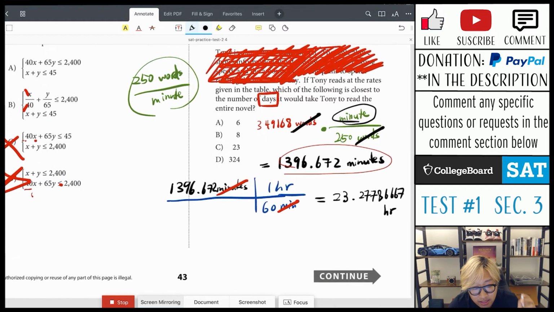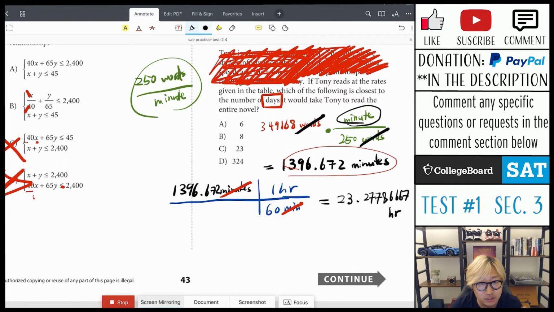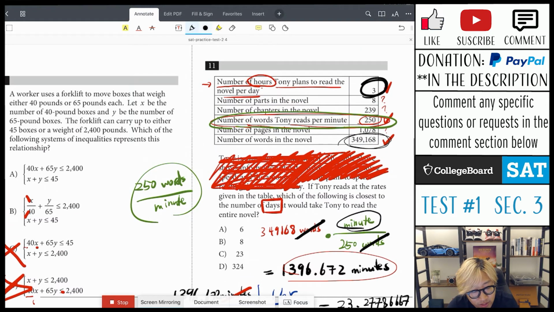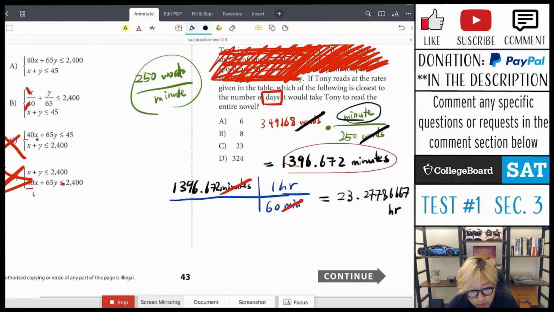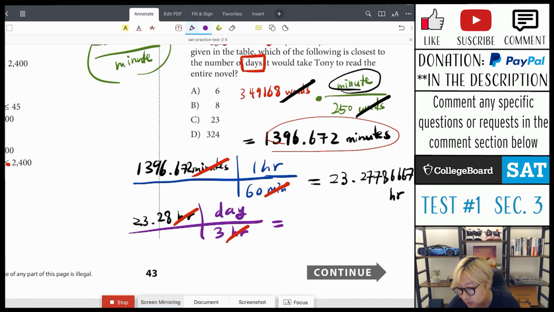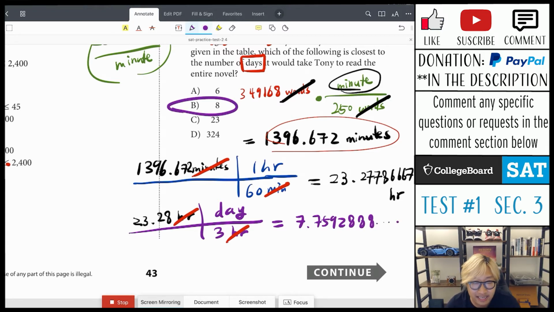Now, that many hours will be needed to read the whole novel. But how many hours is he reading per day? He's only reading 3 hours per day. So what do? Divide this by 3. 23 point, I'll just call it 28 hours, 3 hours per day. And I put the hour on the bottom. So grab that and just divide by 3. And in my calculator, I got exactly 7.7592888 on and on and on and on. Pretty close to 8 days.